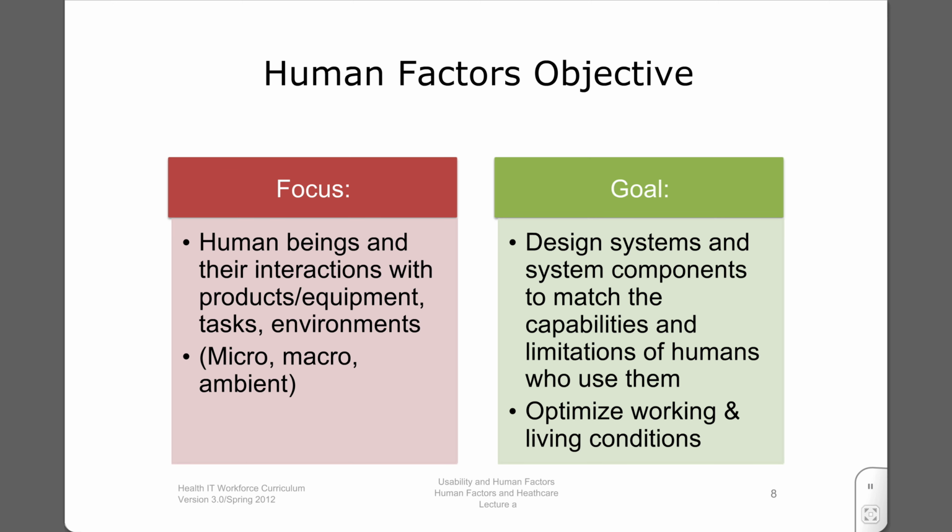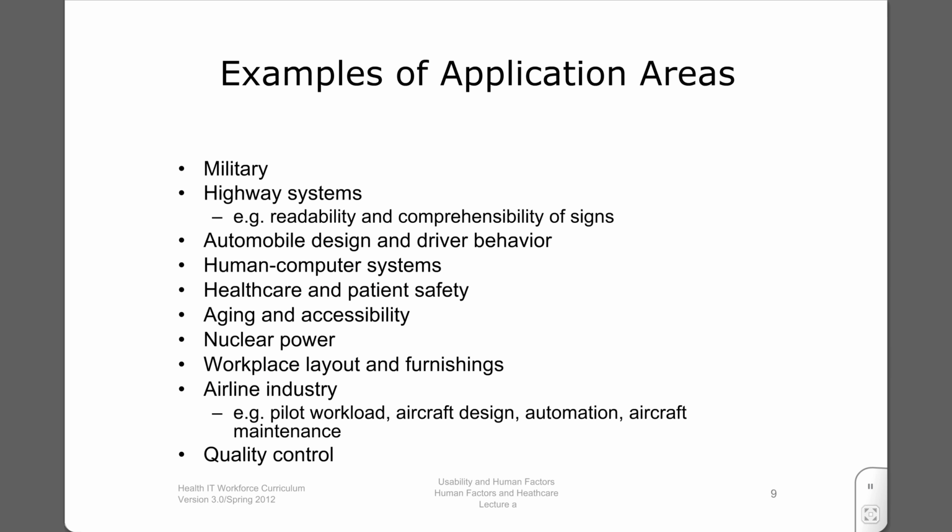What is the central focus of HF work? Broadly, it is humans and their interaction with the gamut of technologies and systems. The goal of this work is to optimize these technologies, such that they match the capabilities and limitations of humans who use them. As we will discuss, cognitive psychology plays a very important role in human factors analysis. These are just some examples of application areas in human factors. We will focus on computer systems and patient safety, but we will also touch on other areas.